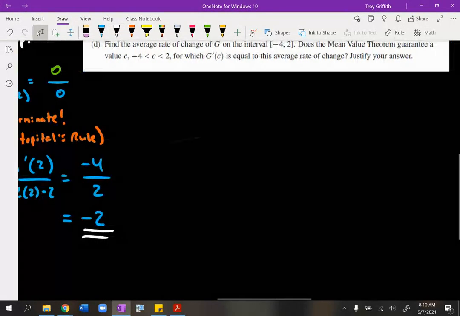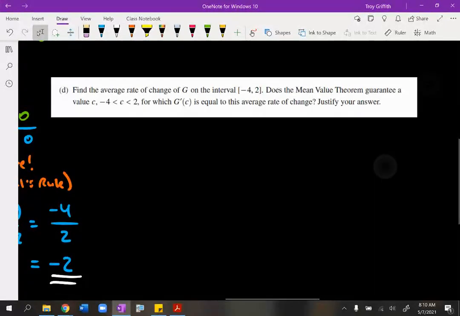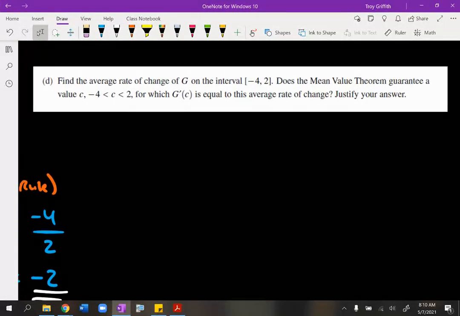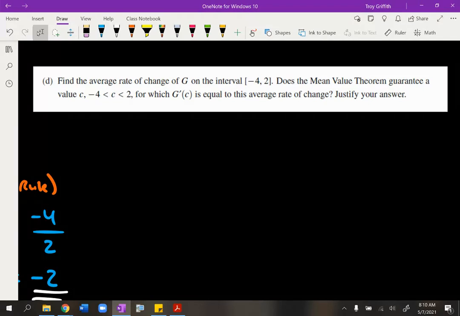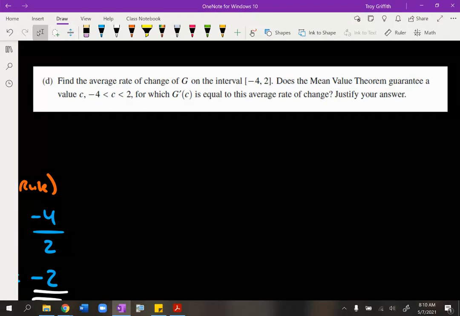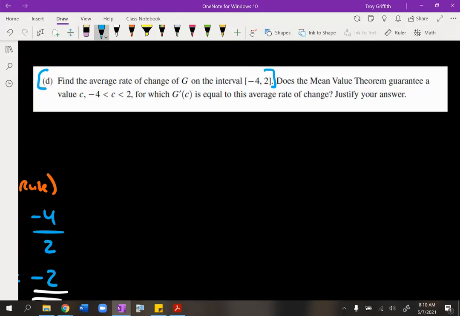All right, on to the last problem here. It says find the average rate of change of g on the interval from negative 4 to 2. It says, does the mean value theorem guarantee a value c from negative 4 to 2 for which g prime of c is equal to this average rate of change? Justify your answer. Well, before I worry about the last part, I'm going to start by seeing if I can find the average rate of change from negative 4 to 2.